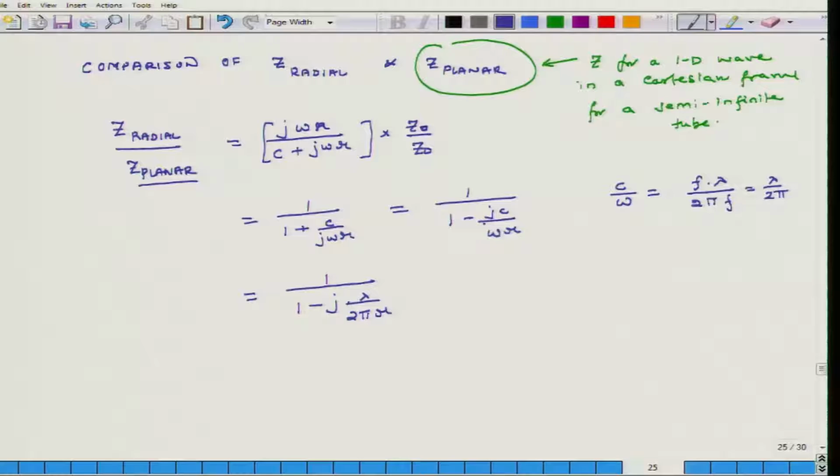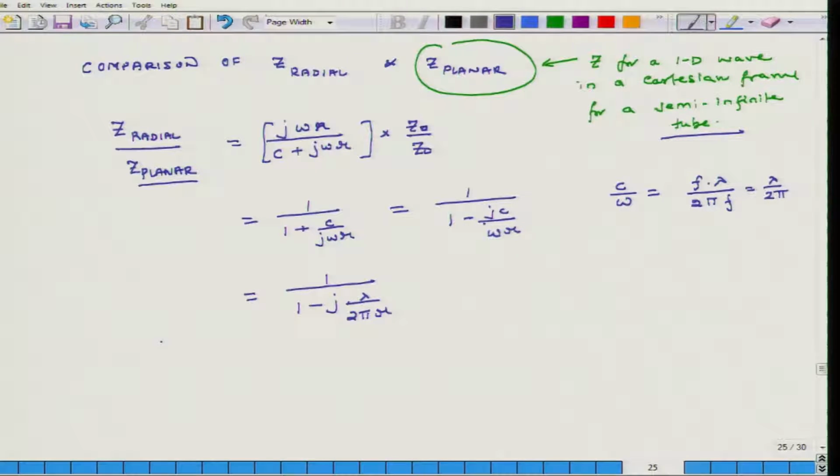So, if it was a closed tube, then this z planar will change, but for a semi-infinite tube it is the same as z naught. Okay. So, it is z 0. I am just equating this z planar as z naught, and I have explained that z planar is in the context of a semi-infinite tube. I have written it here. Okay.